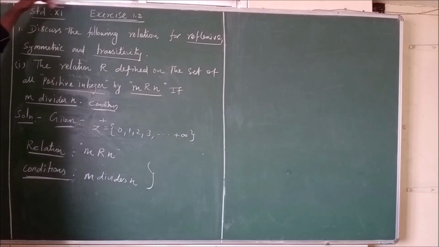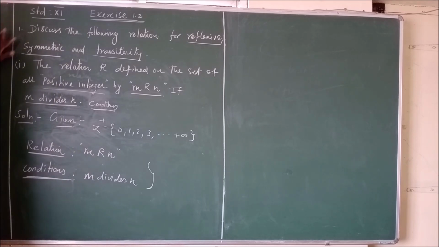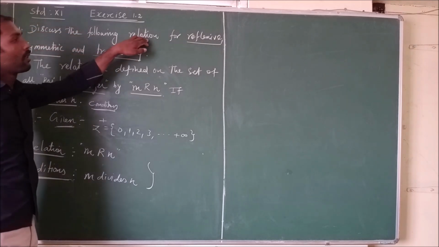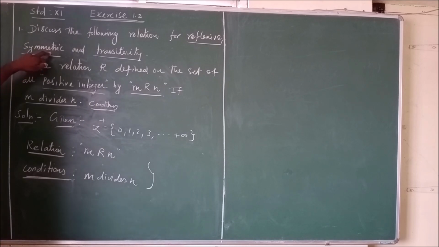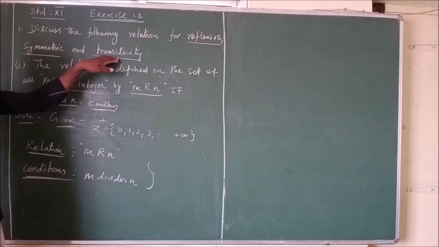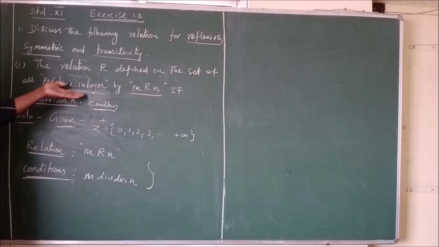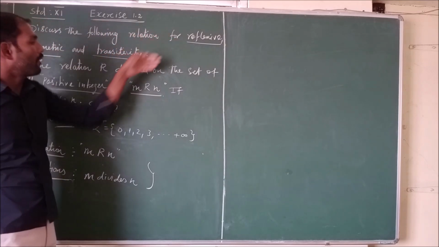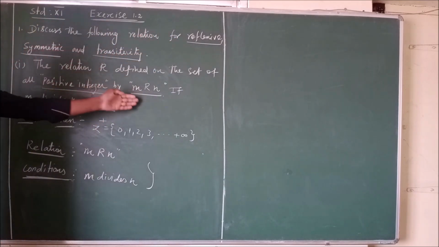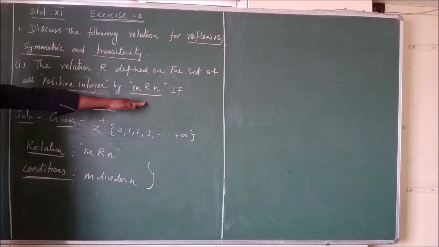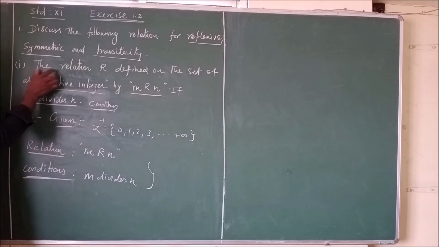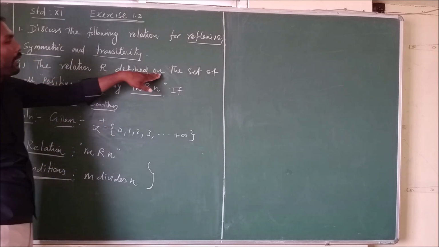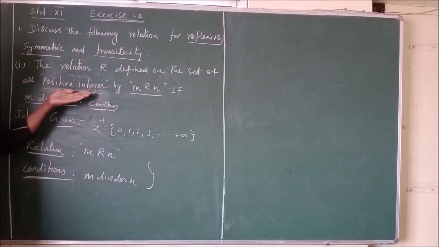Exercise 1.2, first problem, solution number 1. Discuss the following relation. First, is the relation reflexive, second, is it symmetric, and third, is it transitive. So for the given problem, we have to check whether it satisfies reflexivity, symmetry, or transitivity.